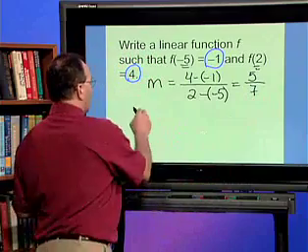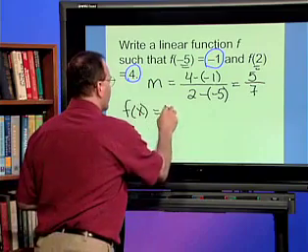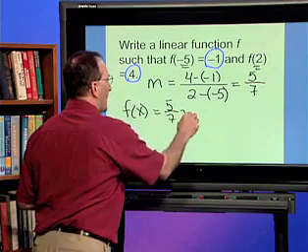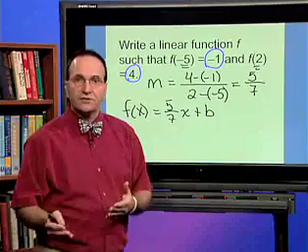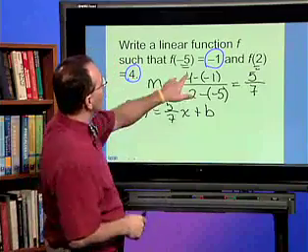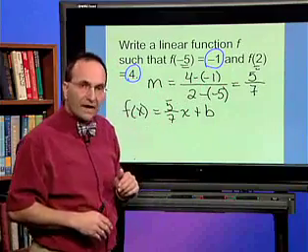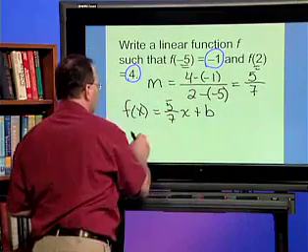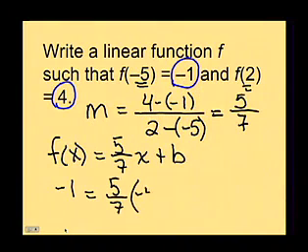And our equation would become f of x is equal to 5/7 x plus b, which is our y-intercept. But we can figure that out because all we need to do is take one of these 2 points, plug it in for x and f of x. So let's just take the first one. F of x is -1. That's 5/7 times x. And in this case, x is -5 plus b.